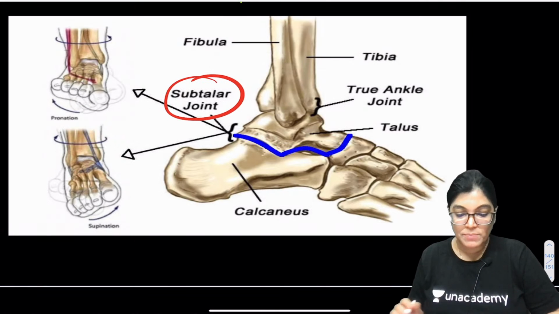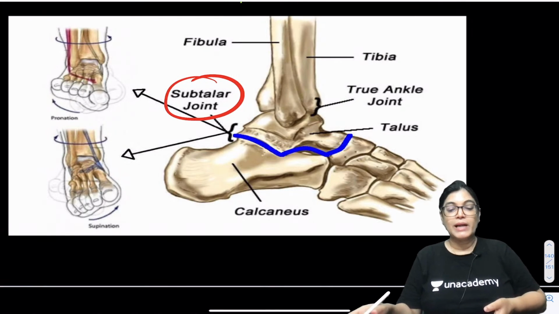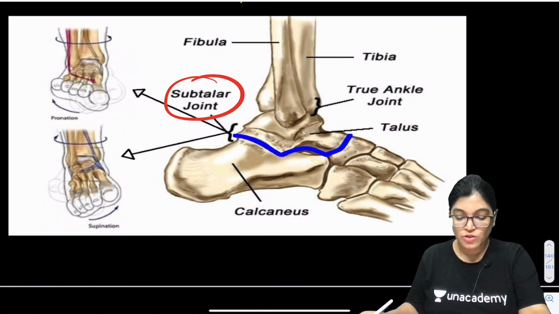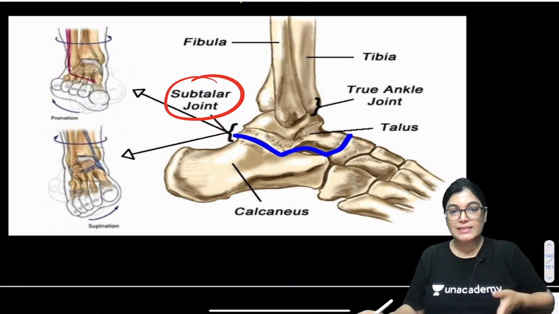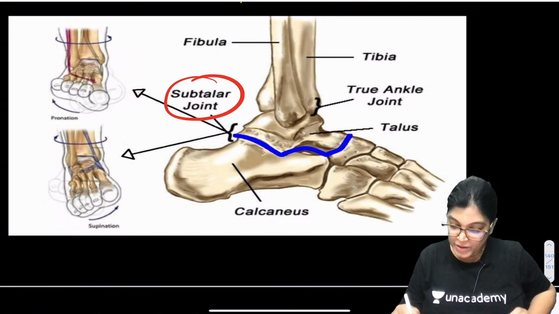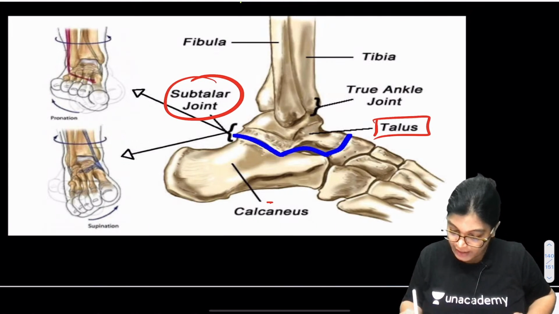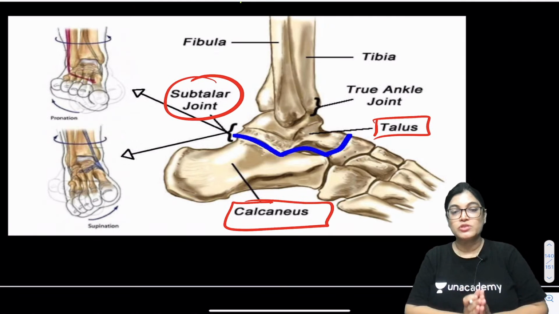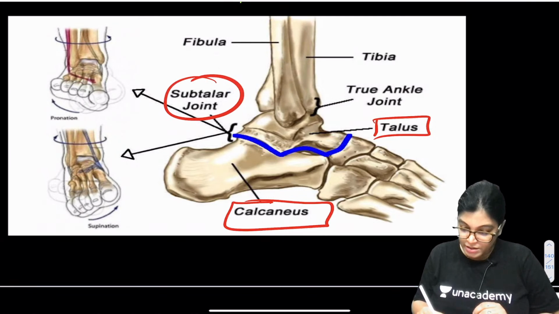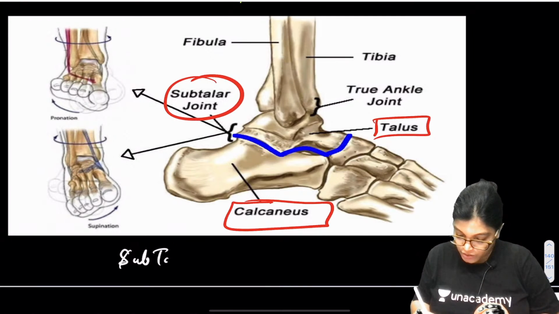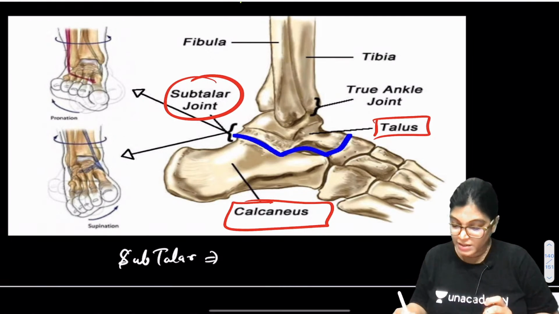When we talk about subtalar joint, the subtalar joint is actually an articulation in the posterior aspect of talus and calcaneum. What you can see in this diagram, this is the talus bone and this is the calcaneum bone. So, articulation between the posterior aspect of talus and calcaneum bone. So, write down: subtalar joint is an articulation between posterior aspect of talus and calcaneum.